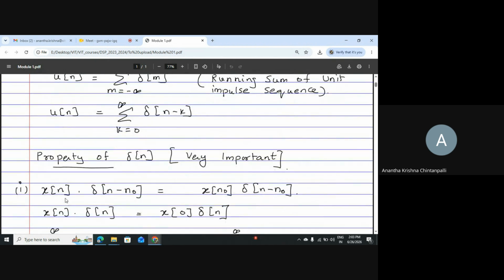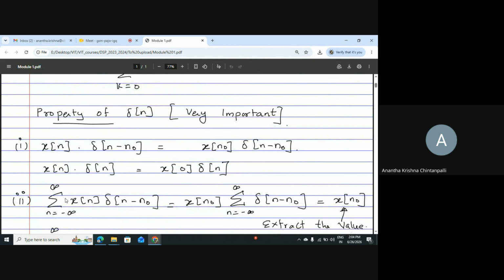Property of delta of n. This is a very important property. If you have a discrete time signal x of n, and you multiply by delta of n minus n naught, let's assume that n naught is 2. So you have x of n times delta of n minus 2. How is delta of n minus 2 defined? At n equal to 2, the value is going to be 1. When n is not equal to 2, the value is going to be 0.